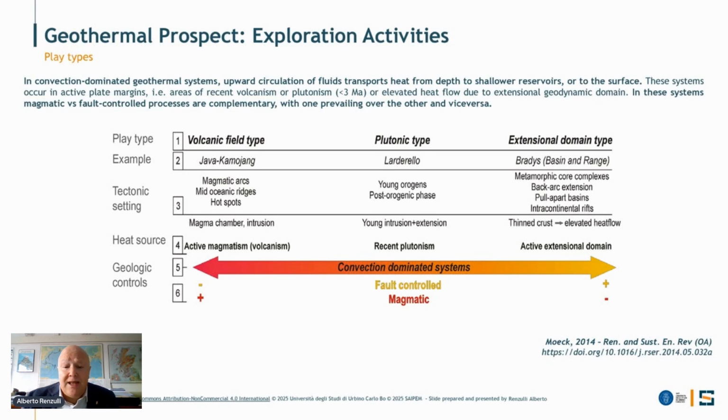And also in extensional domains, where the crust thins and tectonic structures control the heat rise. In fact, the two main factors that control heat transfer in a complementary manner and make it possible to exploit the geothermal resource in these convection systems are faults, meaning tectonics, and the heat source.